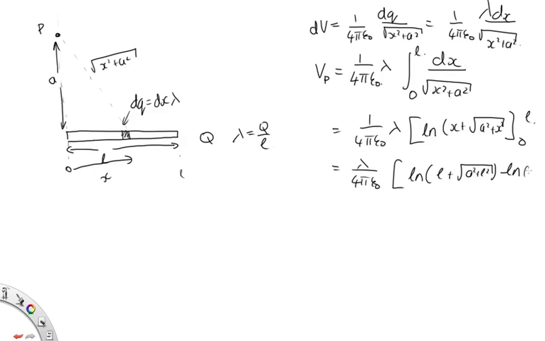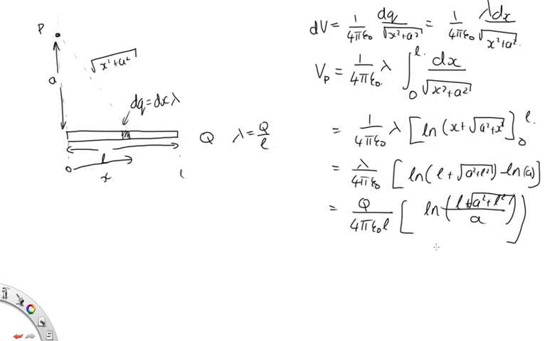which is a. So we can write this as lambda, which is Q on L, so this is Q over 4 pi epsilon naught L log of L plus the square root of a squared plus L squared, all over a. And that's our final answer there for this one.